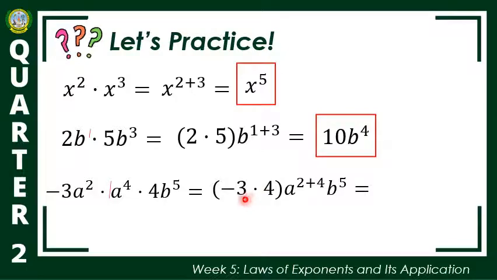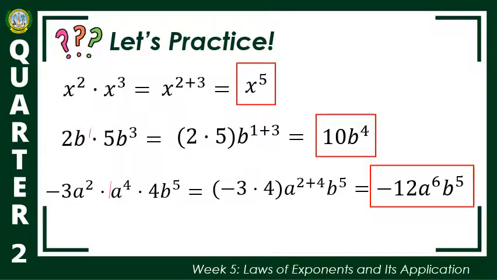And then, combining the exponents of the variables or the factors having the same bases, we have a squared times a raised to 4, magiging a raised to 2 plus 4. Okay? And since wala naman pong ibang factor na ang base ay b, kokopyahin lang po natin siya. Okay? So, magiging b raised to 5 pa rin siya. And then, simplifying our expression, negative 3 times 4 is 12, and then 2 plus 4 is 6. So, our final answer is negative 12, a raised to 6, b raised to 5.